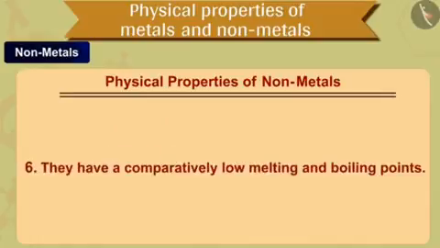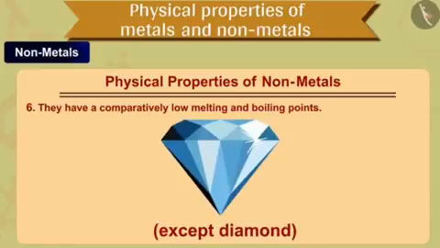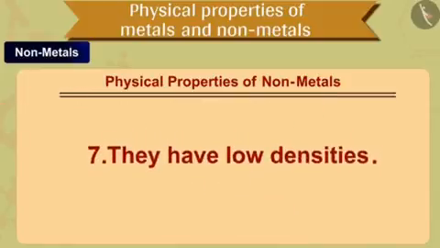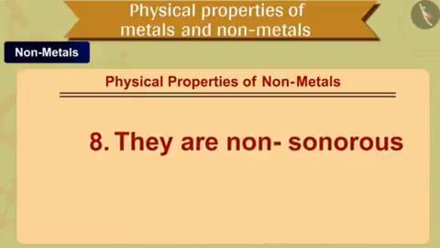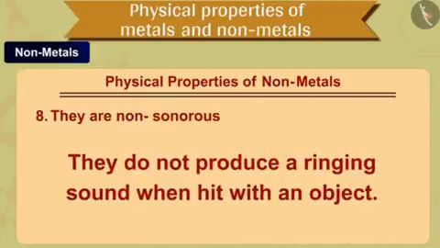The next, sixth property of non-metals is that they have a comparatively low melting and boiling points, except diamond. The next, seventh property of non-metals is that they have low densities. That is, they are light substances. For example, sulfur has a density of 2 grams per centimeter cube. The next, eighth property of non-metals is that they are non-sonorous. That is, they do not produce a ringing sound when hit with an object.